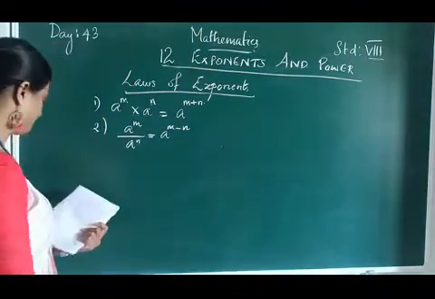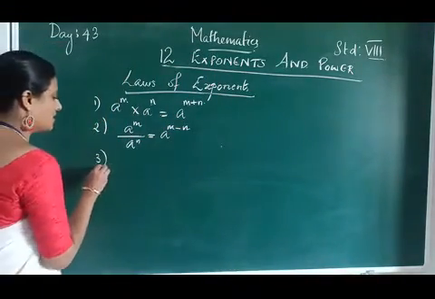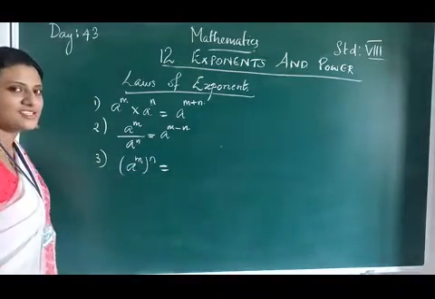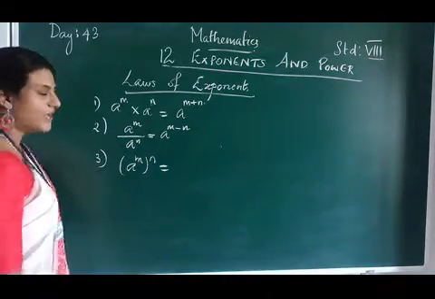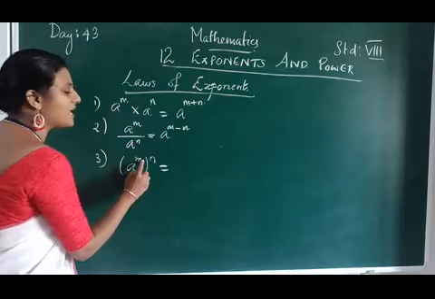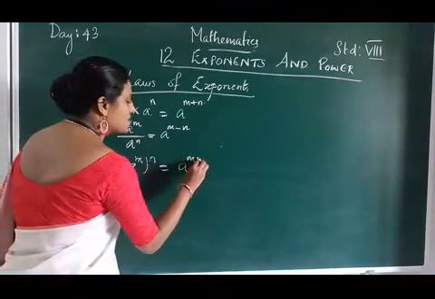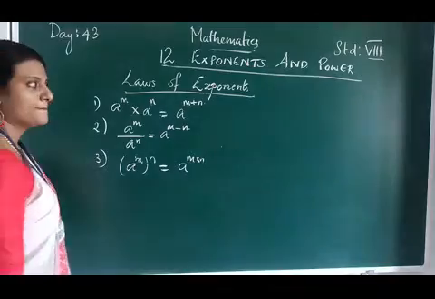Next one, third one. A raised to m, the whole raised to n is equal to, can you say the answer? I already told you how the powers come. You can multiply the powers. So the answer is a raised to m into n.